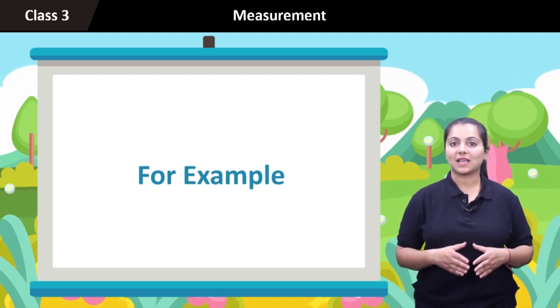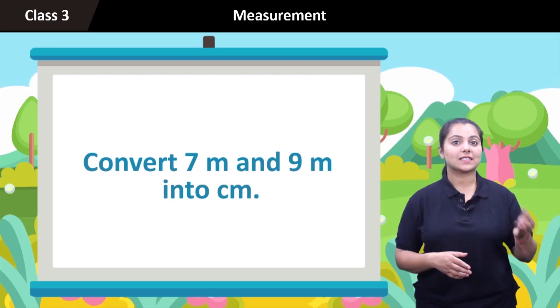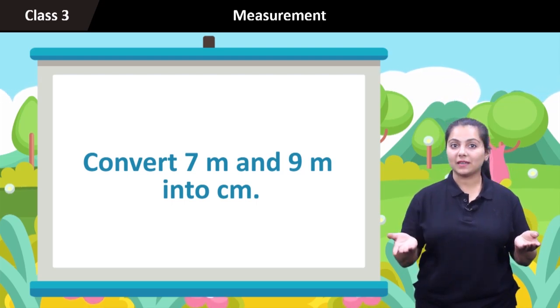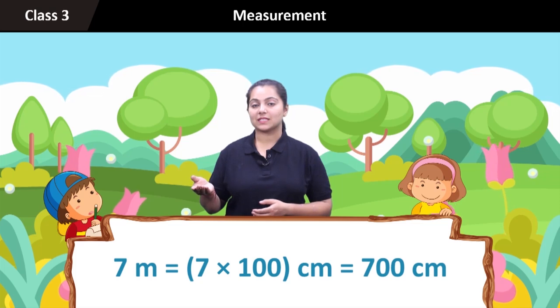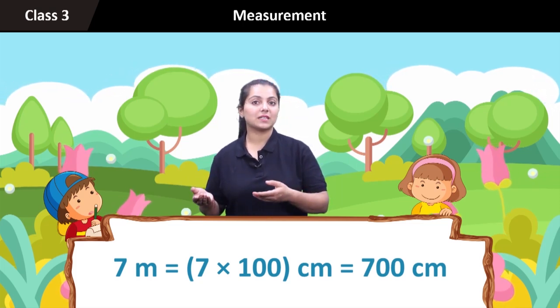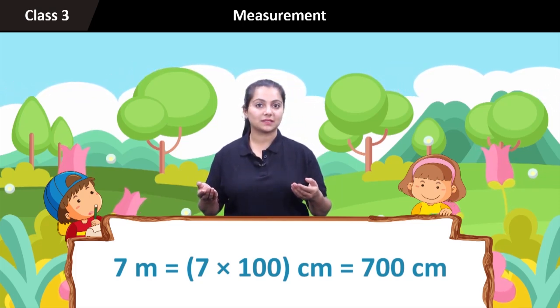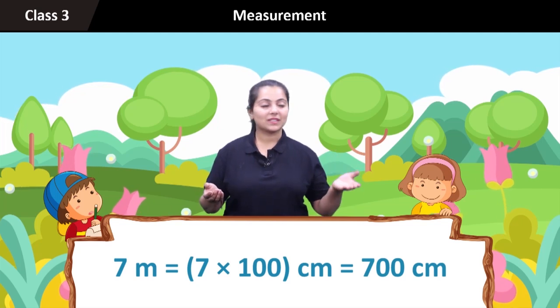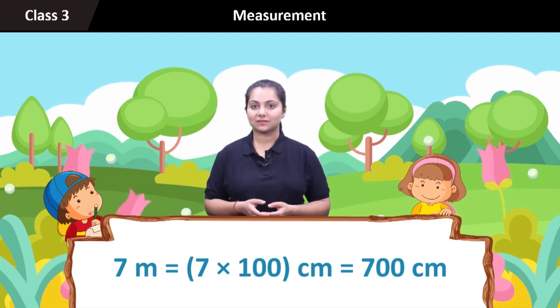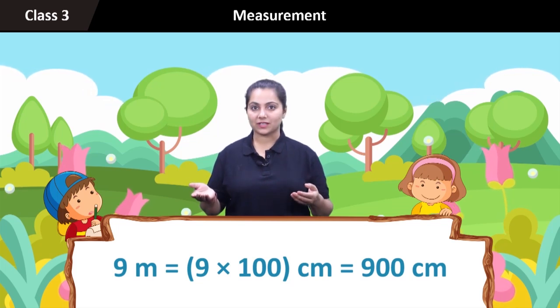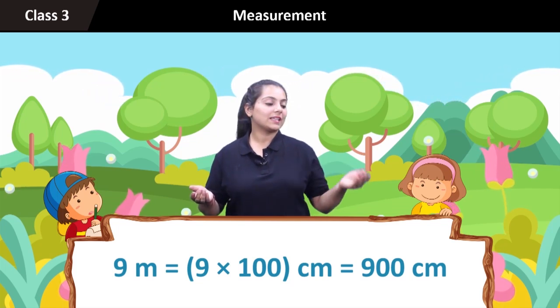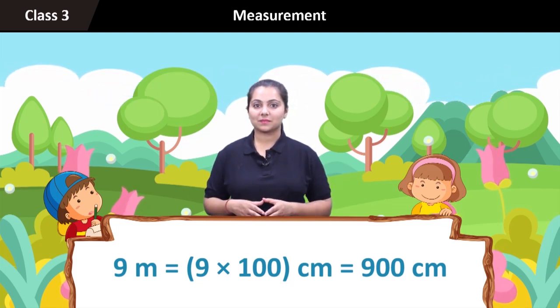Now look at some examples. Convert 7 meter and 9 meter into centimeter. 7 meter is equal to 7 multiplied by 100 centimeter. That is equal to 700 centimeter. Now 9 meter. 9 multiplied by 100 centimeter is equal to 900 centimeters.